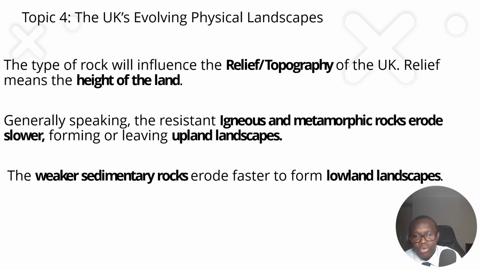As a general rule, the igneous and metamorphic rocks will erode slower because they are more resistant and will end up forming upland landscapes. Then the weaker sedimentary rocks will erode faster to form lowland landscapes. Having said that, some of the sedimentary rocks are slightly more resistant and may end up forming upland landscapes, as we'll find out later on.